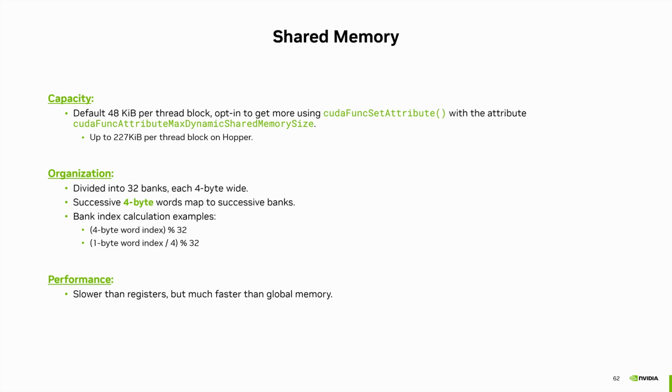So in terms of how this memory is organized, by default we have 48 kilobytes per thread block, but we can opt in to use more. For example, we can opt in to use 227 kilobytes on Hopper. This memory is organized into 32 banks, and each bank is 4 bytes wide. Successive 4-byte words are mapped to successive banks. This is a very fast memory. Of course, it's not as fast as registers, but it's a lot faster than global memory.